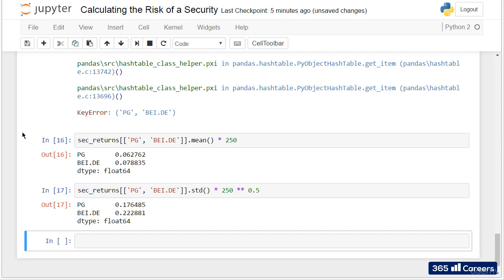This lesson reinforces what we learned in our previous lecture, right? Stocks with higher expected return often embed more risk. Beiersdorf's rate of return is slightly higher. However, this comes at the expense of a higher volatility.